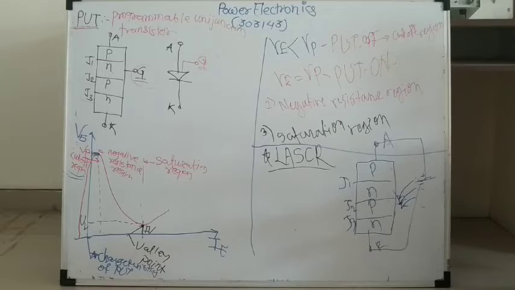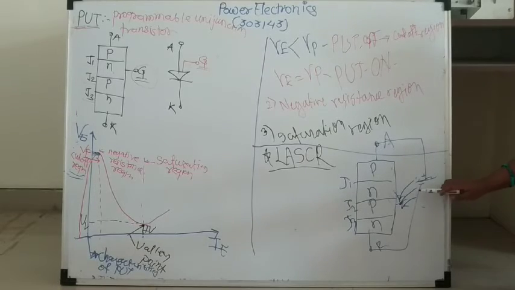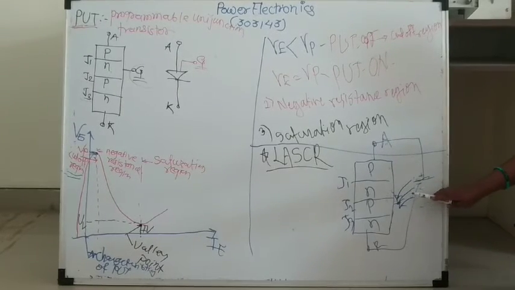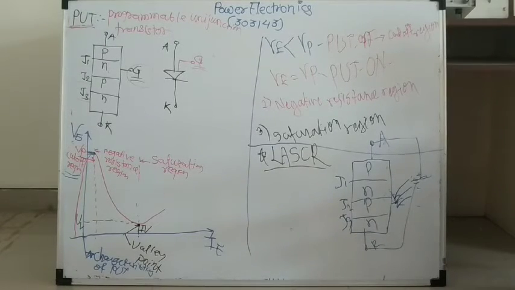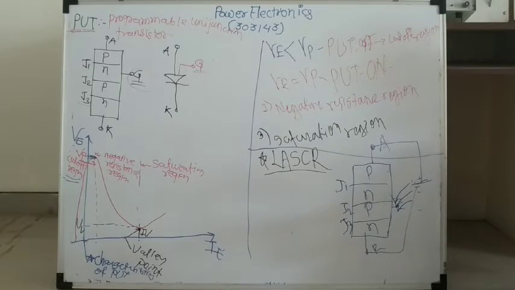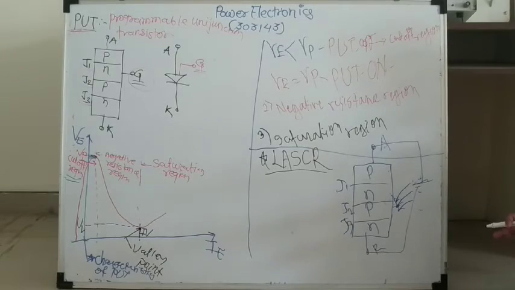Only one difference is there. Which difference? Instead of a gate terminal, we incident photons on this junction. All of the working principle of SCR will be the same as that of the LASCR. Then the characteristics of SCR will be the same for the LASCR. No difference will be there.